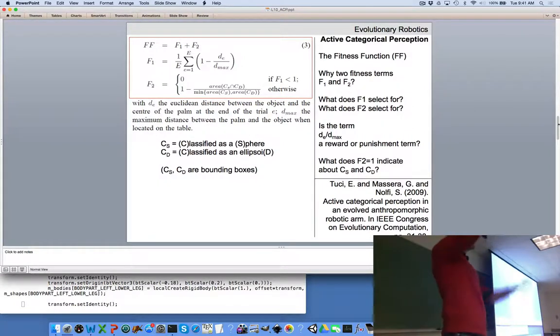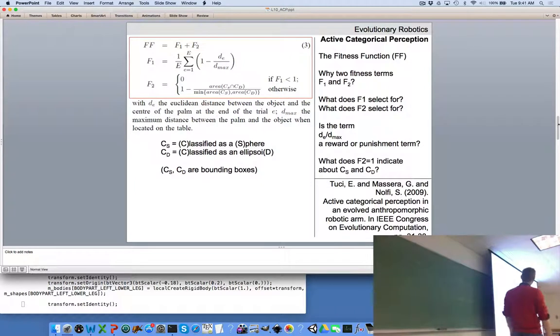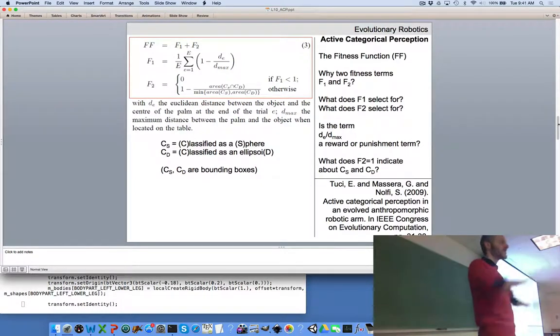D sub max is the maximum possible distance that the robot can move its palm from the object. What does that ratio then tell us? The proximity to the object. How close is the palm to that object? That's right. So if that ratio is 0, in essence, the palm is touching the object.